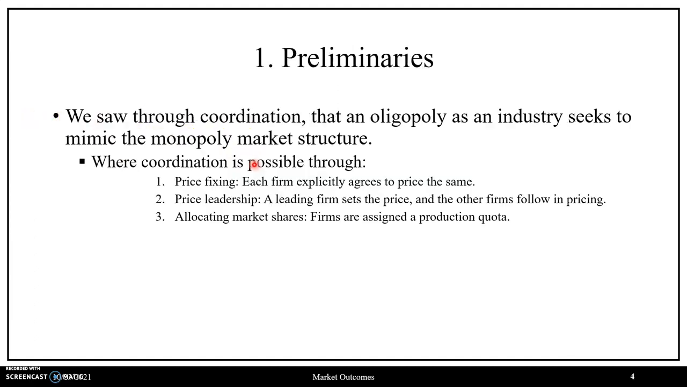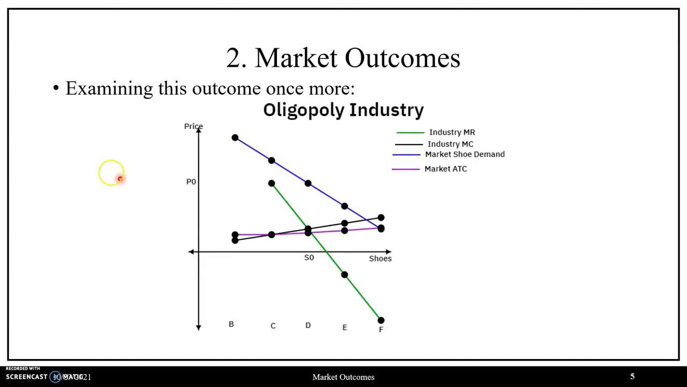over market outcomes, where, in regards to our preliminaries, we saw through coordination that an oligopoly as an industry seeks to mimic the monopoly market structure, where coordination was possible through price fixing, price leadership, as well as through the allocation of market shares, where revisiting this market outcome in which our oligopolists are coordinating with one another, here we have our graphical representation of our market for our skate shoe industry.